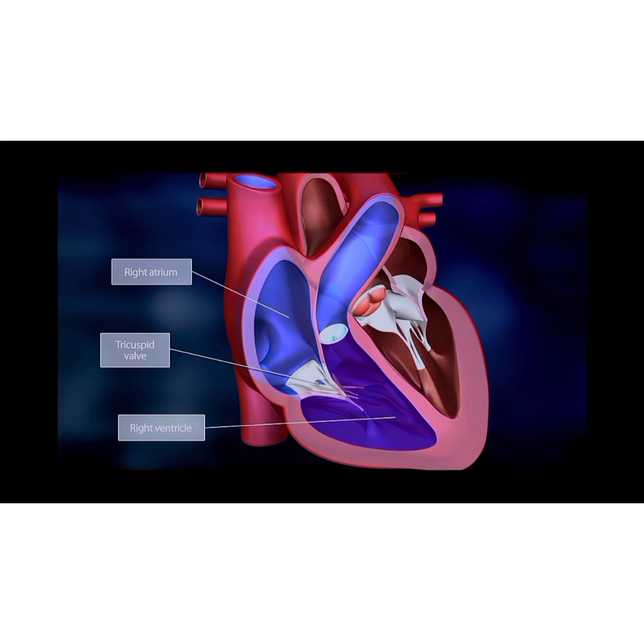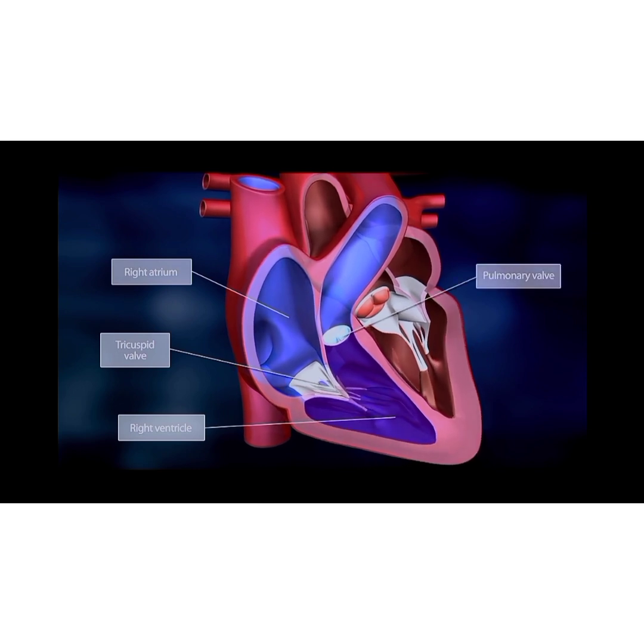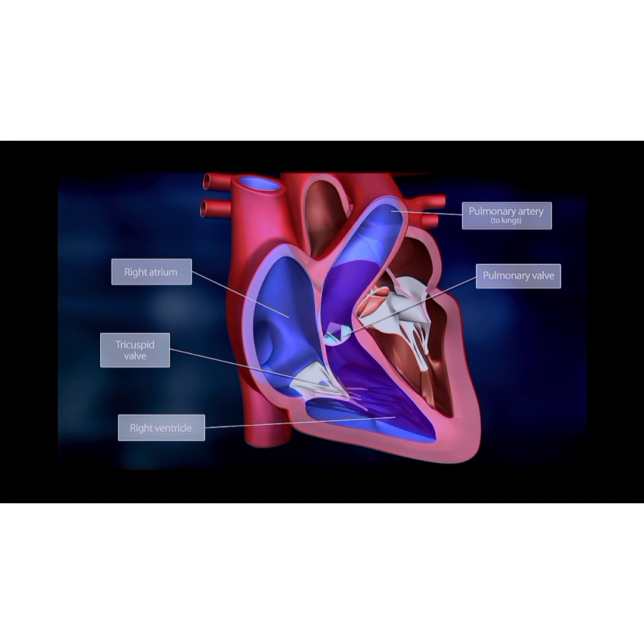When the right ventricle contracts, the semilunar valve at the base of the pulmonary artery opens and the deoxygenated blood flows into the pulmonary artery. After this, the pulmonary valve closes quickly, preventing blood from flowing back into the right ventricle. The pulmonary artery carries deoxygenated blood to the lungs.